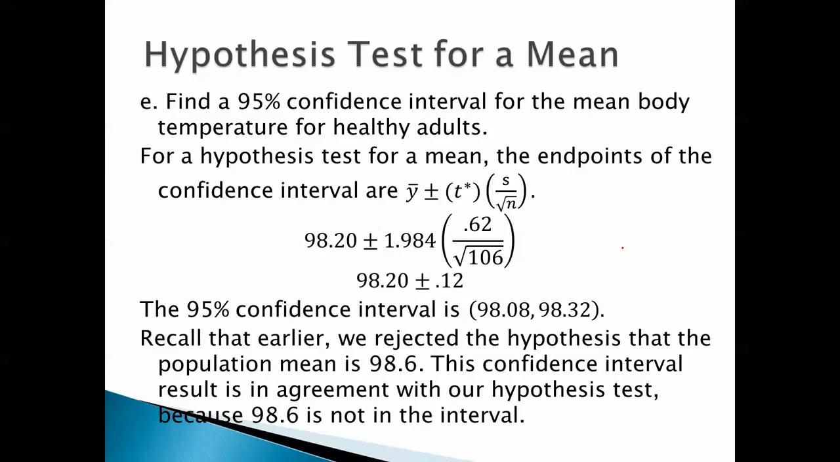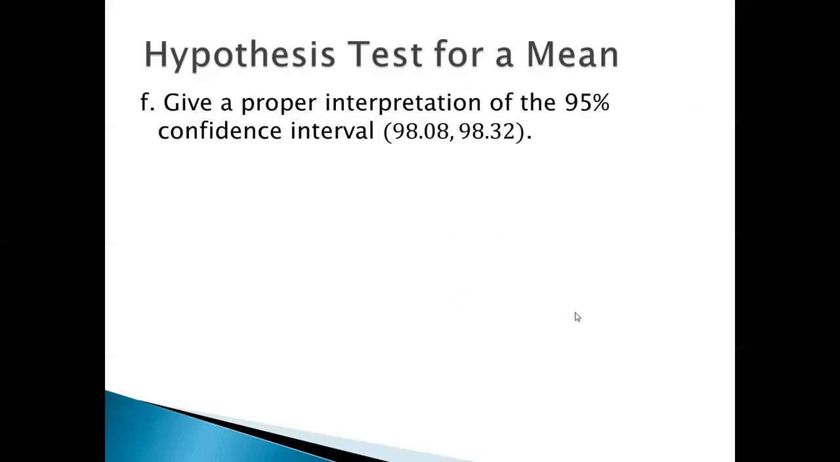Okay, so again, 98.2 plus or minus 0.12 yields 98.08 and 98.32. Recall that earlier we rejected the hypothesis that the population mean is 98.6. This confidence interval result is in agreement with our hypothesis test because 98.6 is not in the interval. Again, we have a 95% confidence interval for the mean body temperature. 98.6 isn't in there, so we don't think 98.6 is the mean body temperature.